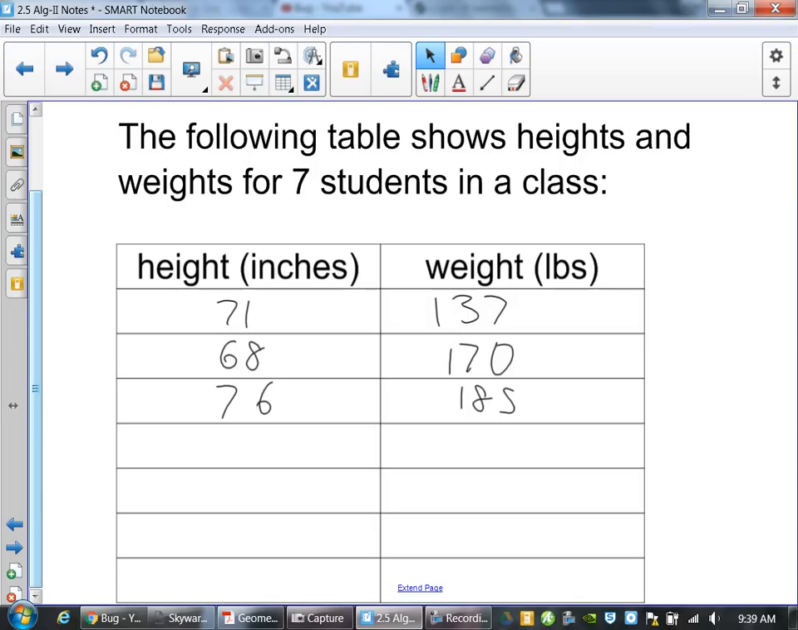Come on, I need a short person. 60. You're 65. How tall are you? 65 and 110. All right. Probably need another tall person. 74 inches, and 178.